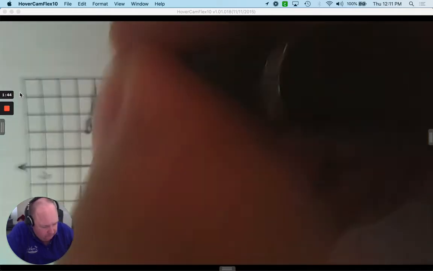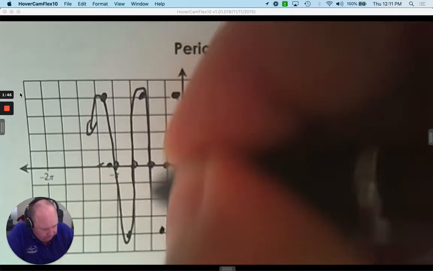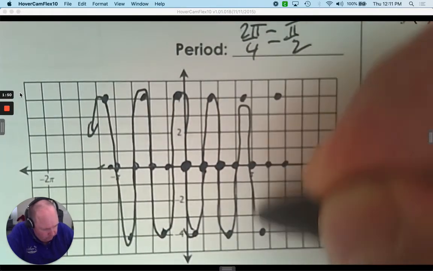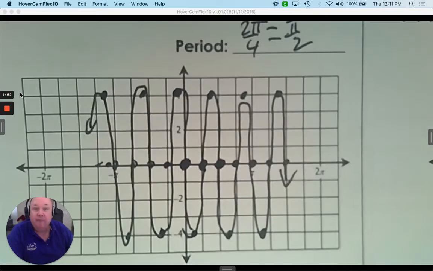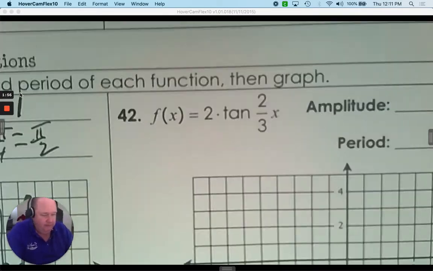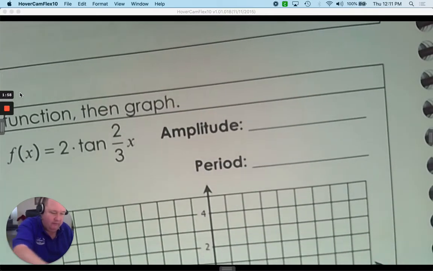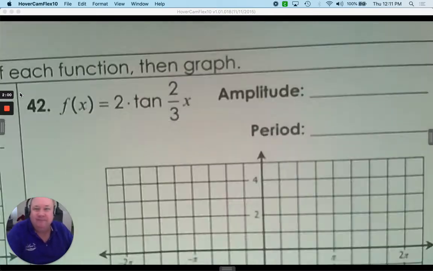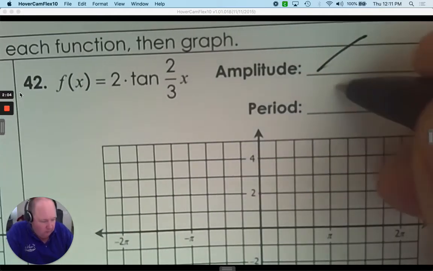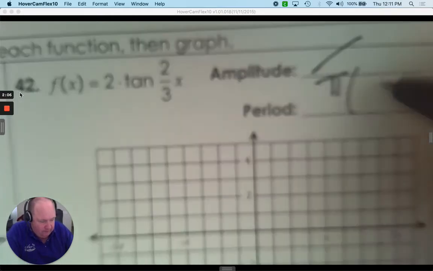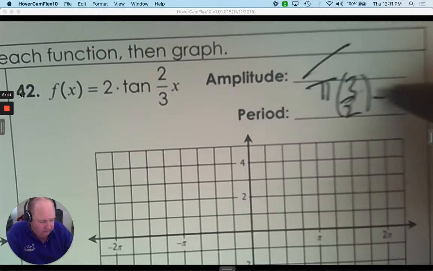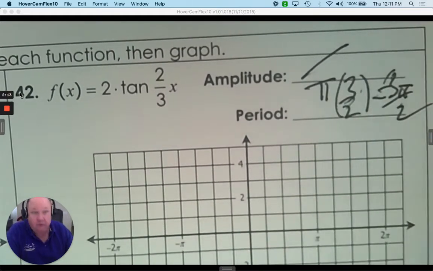All right, that's good. And there you go. Okay, let's look at number 42. We're graphing tangent. So there's no amplitude to tangent. The period is 1 pi. And then instead of dividing, I'm going to multiply by the reciprocal of the b value right away. So that gives me 3 pi over 2.